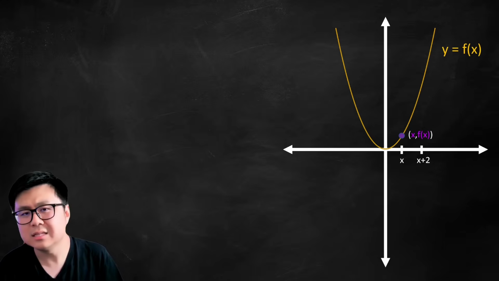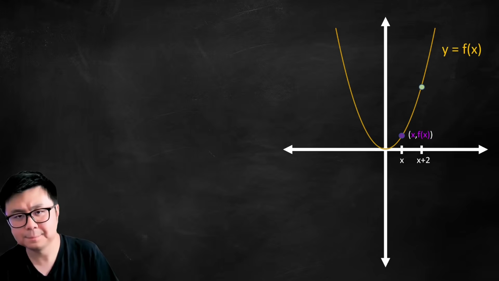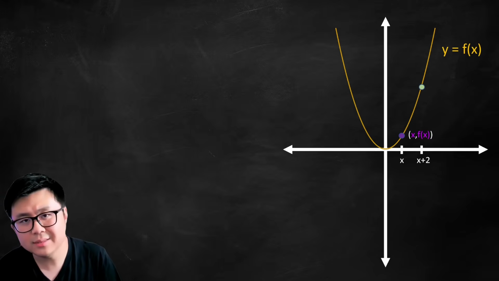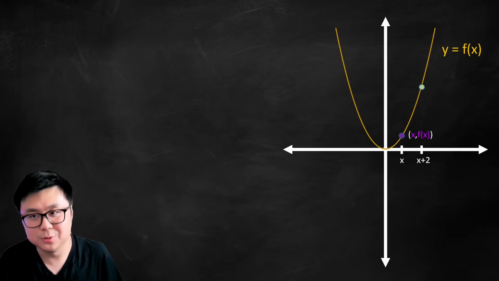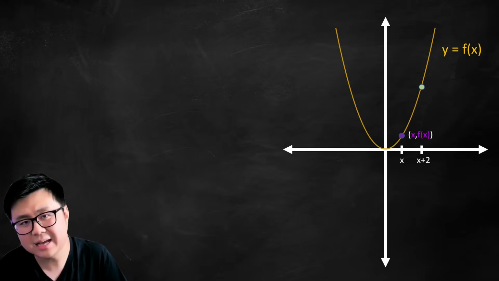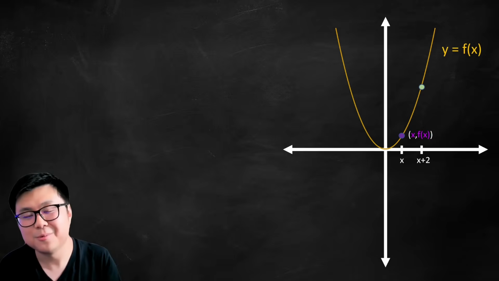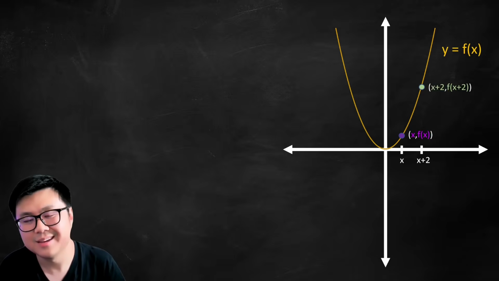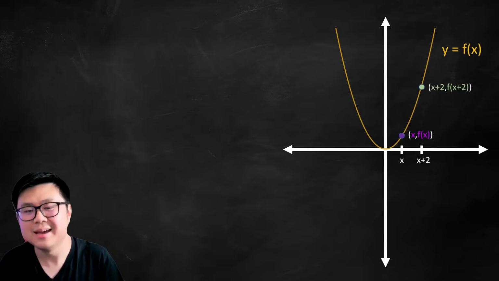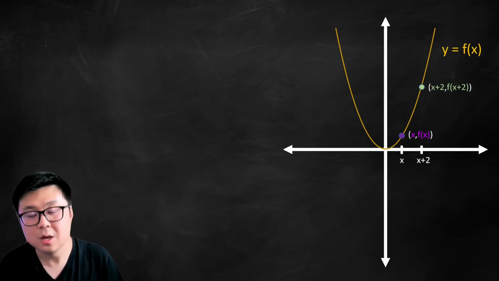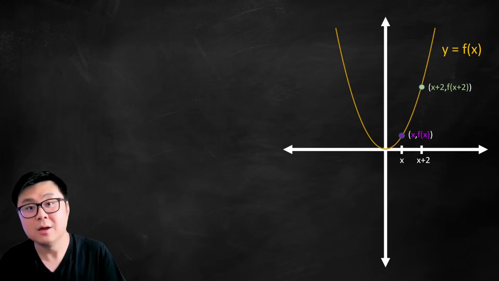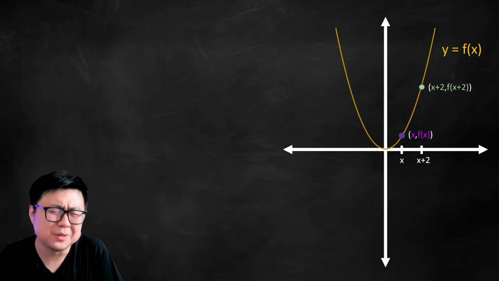Okay, let's do another point. Let's say up there. What is the x value of that point? I just hypothetically said x plus 2 because I have no idea what it is. So if the x value is x plus 2, then what should the y value be? x plus 2, comma, f of x plus 2. So now we have the full coordinates, although they're not actual numbers, but whatever.